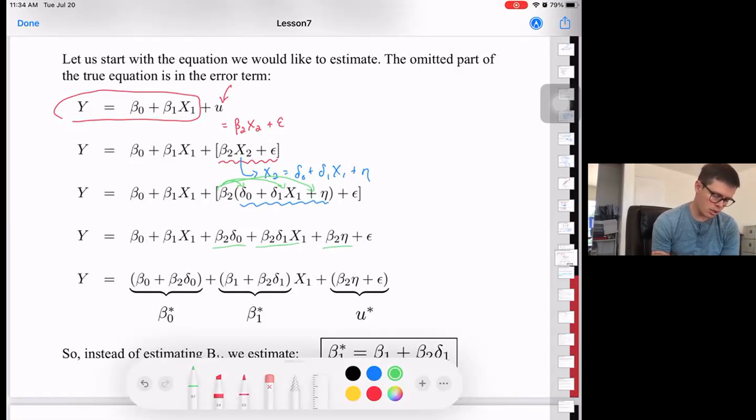And then what that allows us to do is to gather terms. So we're going to put together everything that doesn't have an x in it. That's beta naught and beta 2, delta naught. So we're going to put those together. You notice, these are the constant terms that are there. They're not part of x1 or x2. They're just constants. We can put together also, let me see if I can find another color really quick.